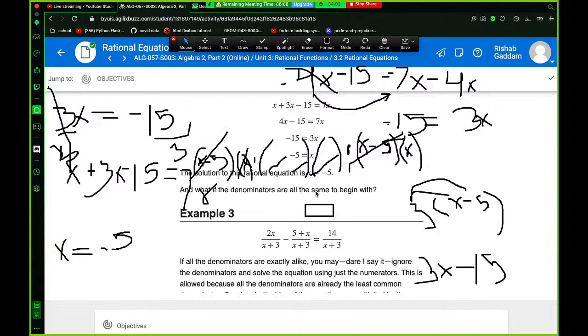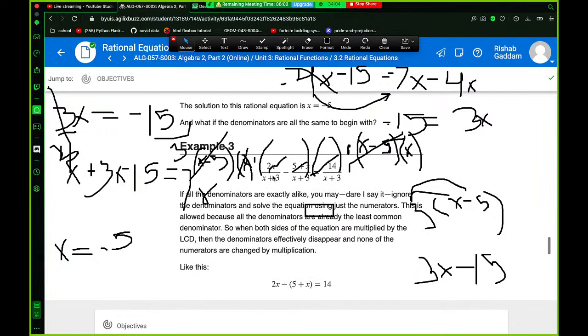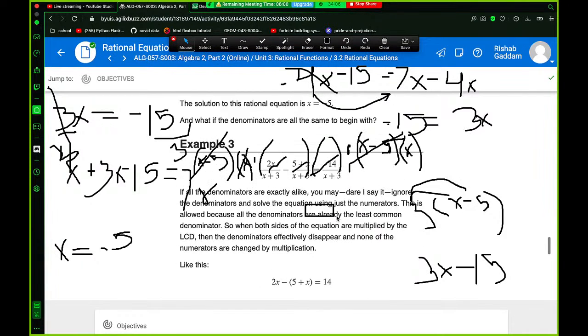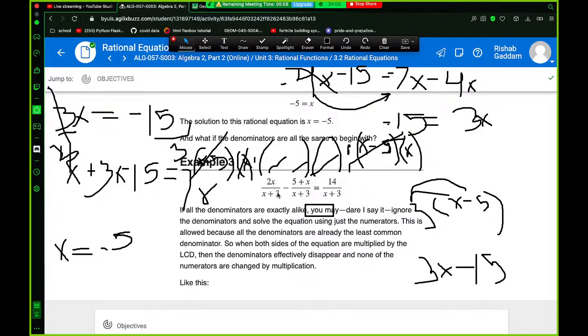Or if the denominators are all the same to begin with, then you can just multiply x plus 3 to both sides, and that effectively cancels all of this out in one blow without doing any work. And you have 2x minus 5 minus x, and you can do 2x minus x, and you get x minus 5 is equal to 14.